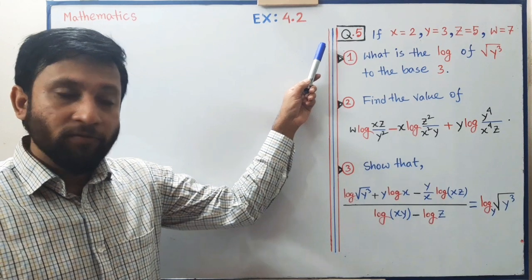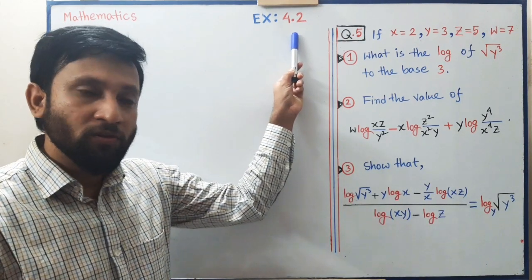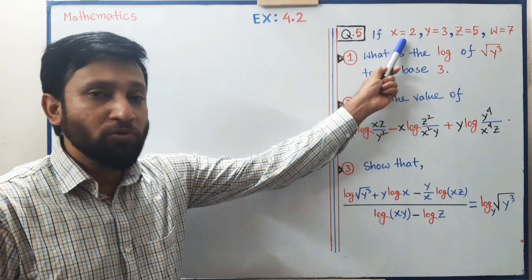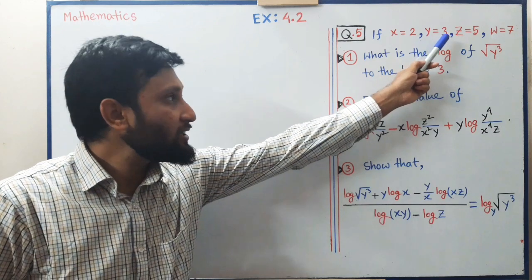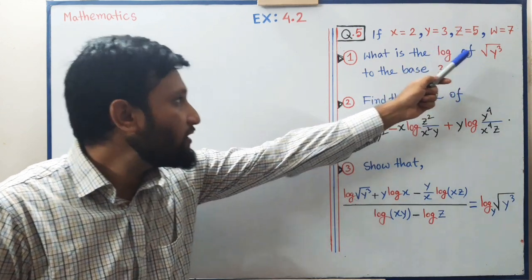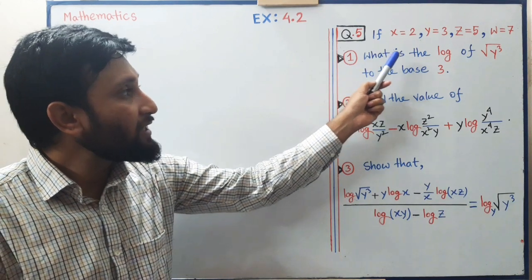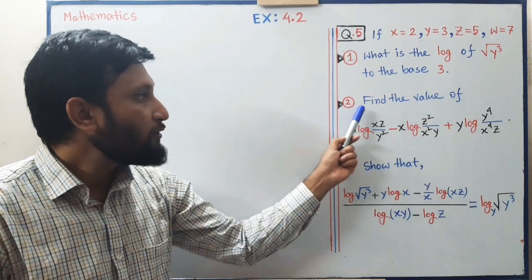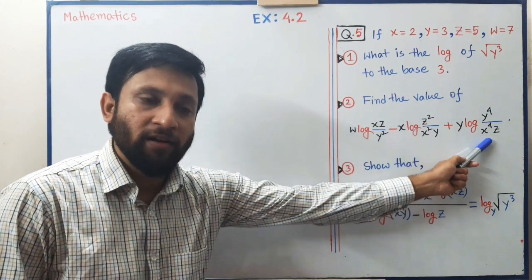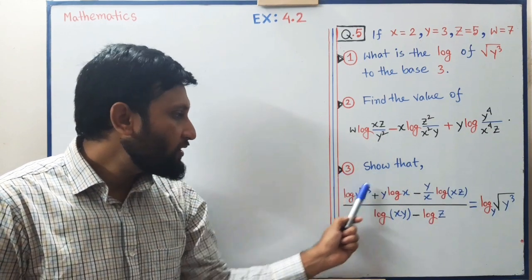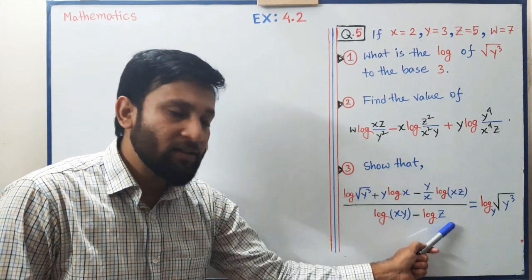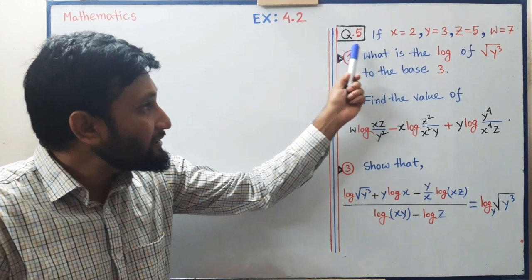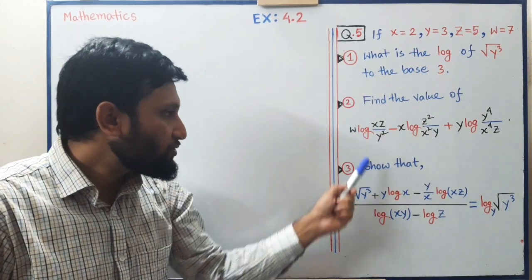This is question 5 from exercise 4.2. This is a CQ. The question is, if x equals 2, y equals 3, z equals 5 and w equals 7, then first, what is the log of root y cube to the base 3? Second, find the value of this expression. Third, show that the left hand side expression equals the right hand side expression. That means by using this stem part, we have to solve these three questions.